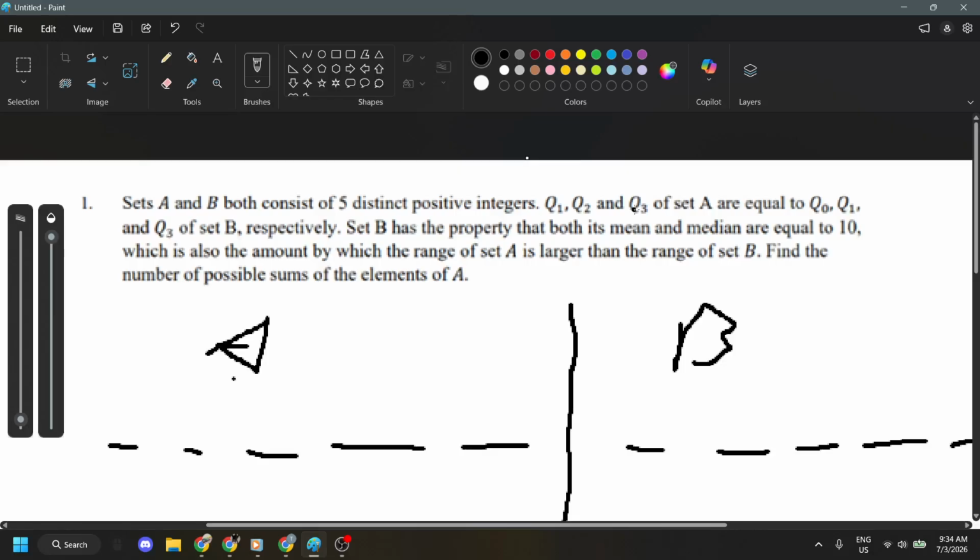So are these like interquartile ranges, or I'm guessing this is like elements, maybe. No, it's interquartile ranges, I think.